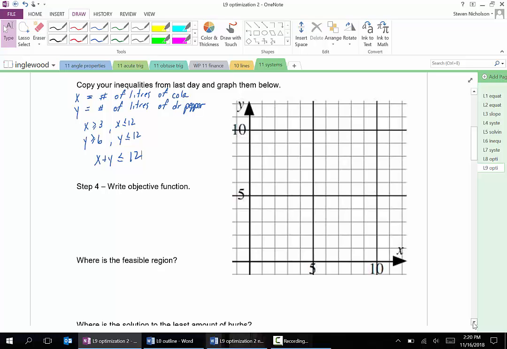Okay, so let's go ahead and write the objective function. Remember what the objective function is? Look in your notes from last day. So let's fill in the objective function. And this one, it's a silly one. It's the number of burps. As it says in the story, you get 3 burps for every liter of Coke, and you get 2 burps for every Dr. Pepper. So we're trying to maximize number of burps. Fun family.